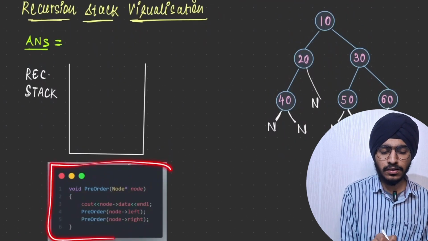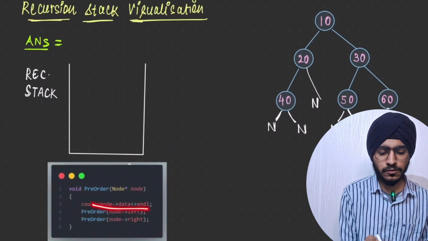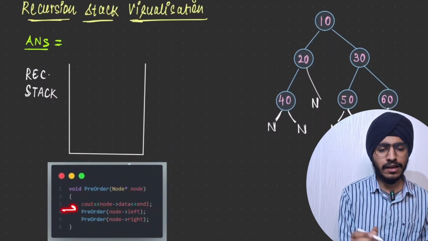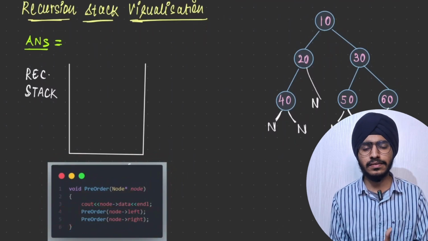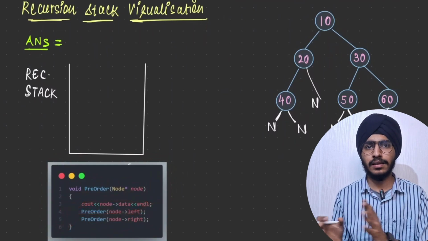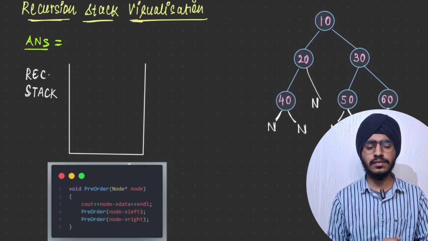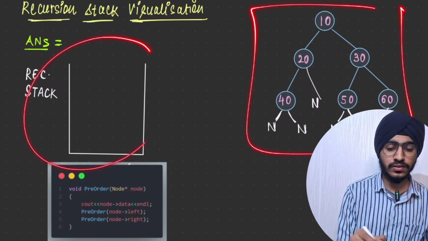So there is a simple recursive function that represents the PreOrder Traversal. It says that first print myself, then go to my left, then go to the right. This is what the recursion says. The recursion says that after completing the left, it will automatically jump to the next statement, right? So let's understand it. Let's say this is a tree and this is a recursion stack.